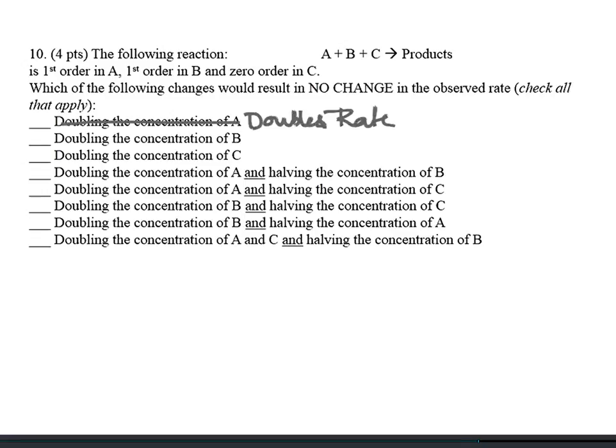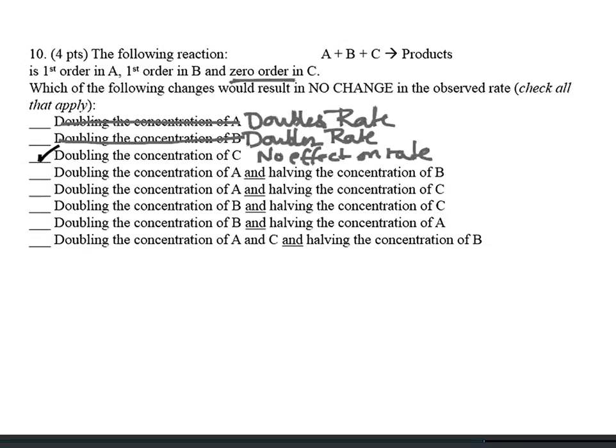Doubling the concentration of B would certainly double the rate because it is first order in B. So we're going to cross that out too. Zero order in C means that it doesn't matter what we do to C because it does not influence the rate at all. It must not be involved in the rate determining step. And so doubling the concentration of C, even if you quadrupled it, times 10, times a million, it doesn't matter. It will not affect the rate of the reaction. So this has no effect on the rate, so we will certainly check that because it does not change the rate.